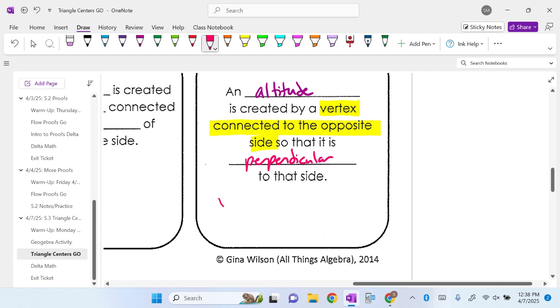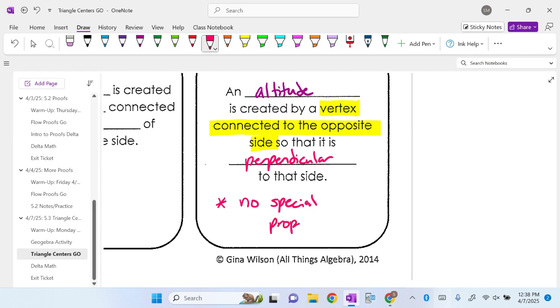And what's so special about them, besides that the orthocenter is formed by their intersection point, it has no other special properties. There's no congruency. There's no other formulas that we can use to get those measurements. The only thing special about an altitude is that it's perpendicular to a side length, meaning it forms a right angle.